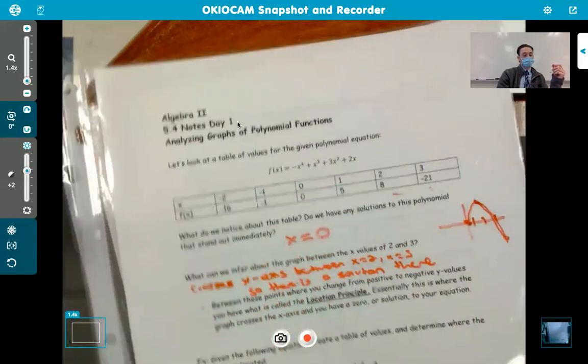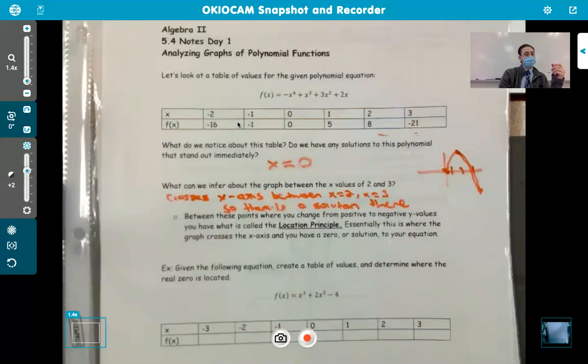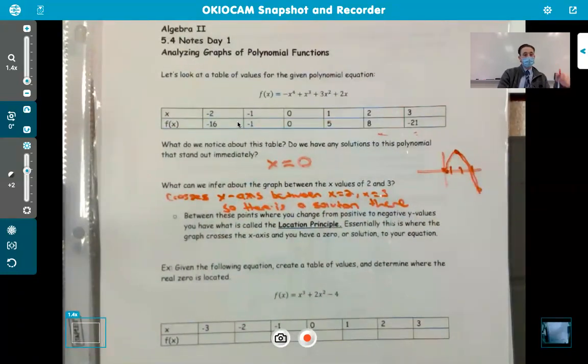Okay. Any questions about that? Between those points, so that next bullet point, where you go from a positive to a negative or from a negative to a positive, that's called a location principle. All right. So tonight on your homework or on the quiz on Friday, it'll say like find the zeros, find the location principles based off of this table or given this equation. So what you're going to do is create that table of values. And it's essentially where your graph crosses that x-axis, right? It goes from the positive to negative or from negative to positive. That's called your location principle. That's where you're going to have a solution. Okay. So you're going to hear those words kind of being thrown around. Make sure you're familiar with those terms and what it's asking you.